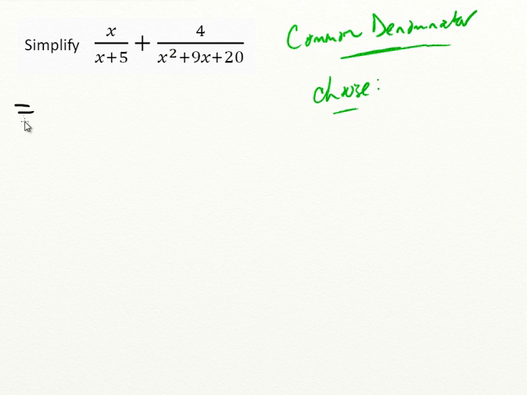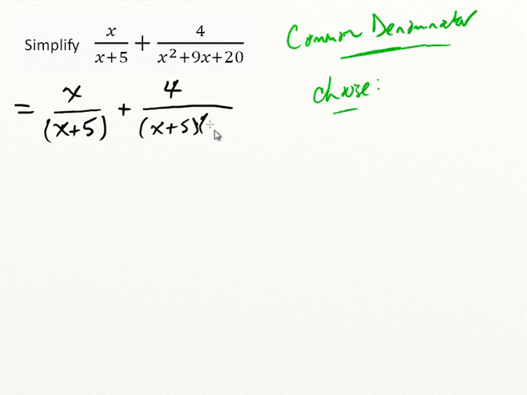So I'm just going to rewrite this expression, and the first term is fine. It has an x plus 5 term on the bottom. The second, however, is not. So what I'm going to do is take a look at this simple trinomial, and try and factor it. And sure enough, I realize that two values that multiply to give me 20, that also add to give me 9, would be x plus 5 and x plus 4.